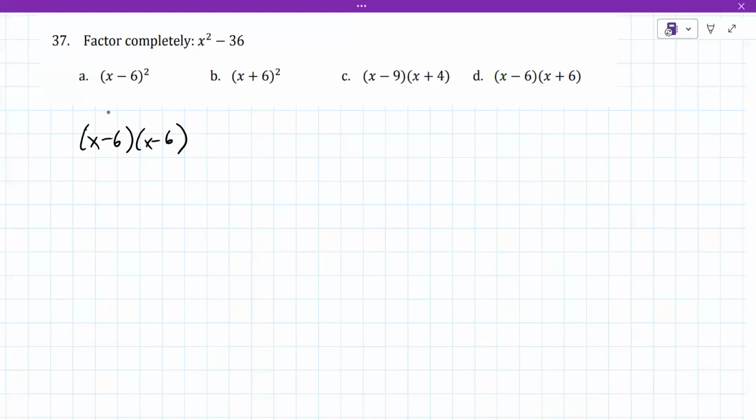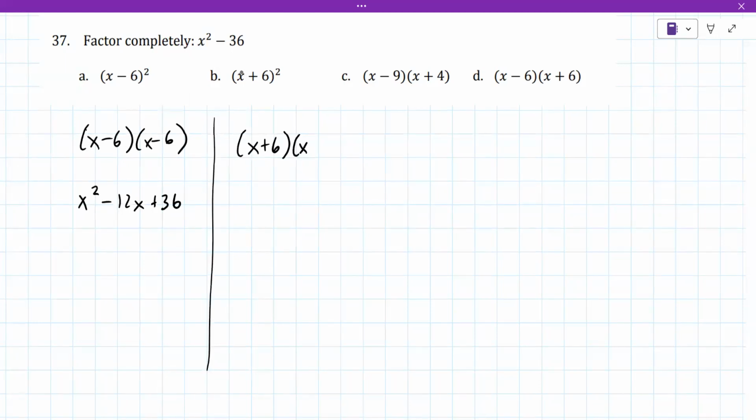Yeah. So notice this becomes x squared minus 12x plus 36. But why is this one wrong? Why isn't it this? It's got an extra 12x. It's not negative, right? This is x plus 6 times x plus 6, which is x squared plus 12x plus 36. So that's wrong.